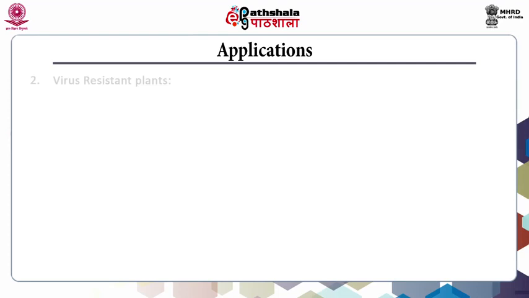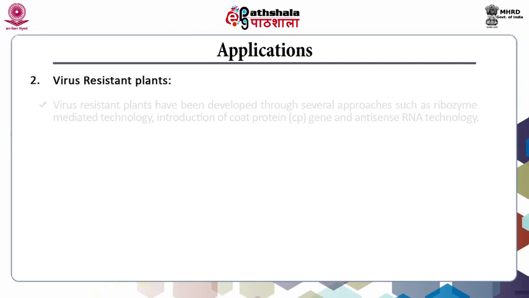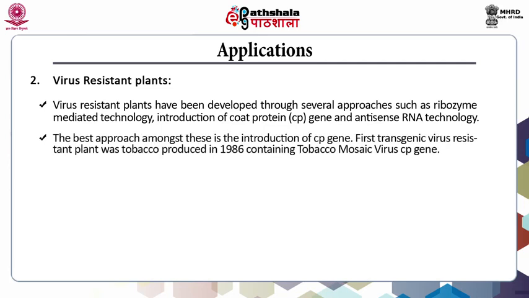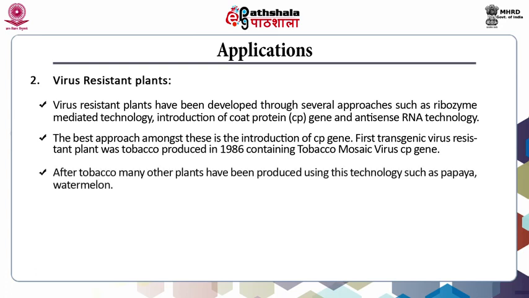Second application is the production of virus resistant plants. Virus resistant plants have been developed through several approaches including ribozyme mediated technology, introduction of coat protein gene and antisense RNA technology. The best approach amongst these is the introduction of coat protein gene. First transgenic virus resistant plant was tobacco that was produced in 1986 containing tobacco mosaic virus CP gene. After tobacco, many other plants have been produced using this technology such as papaya and watermelon.